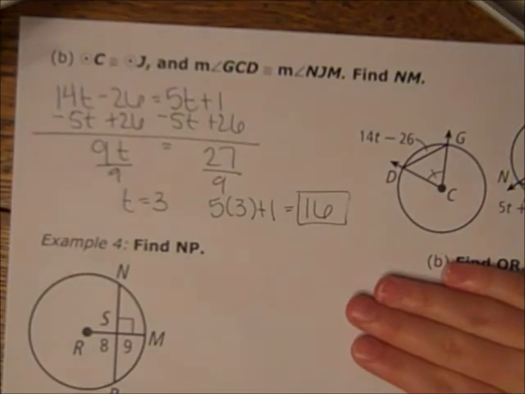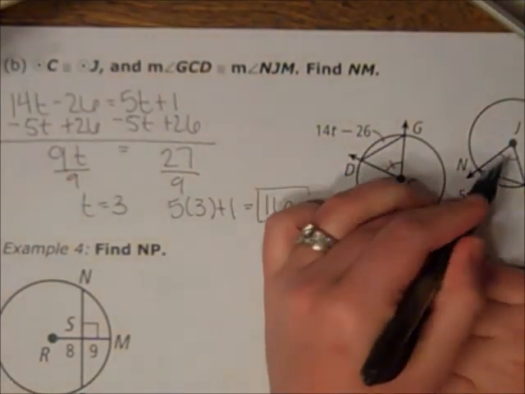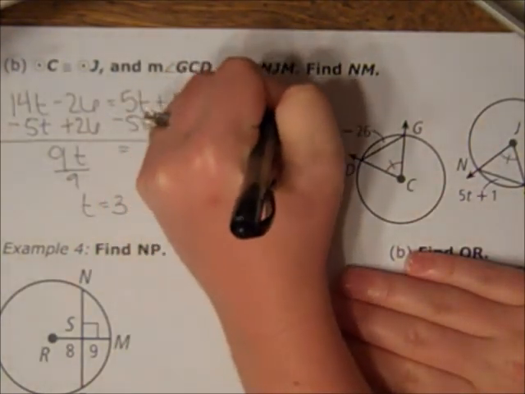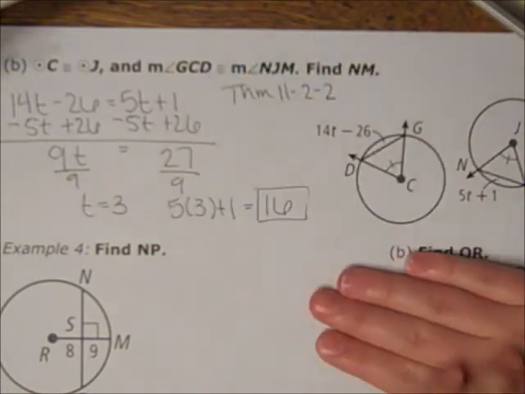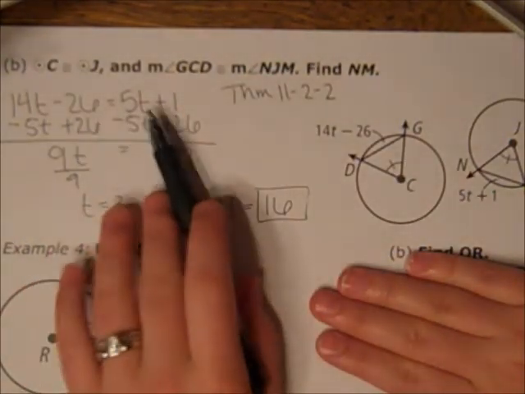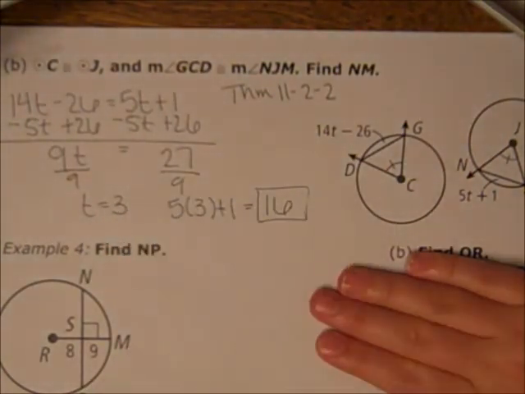Okay, this is going to be the same thing. They told us that two central angles are congruent, so I know that their chords will be congruent. So this is also theorem 11.2.2. So then I just set those chords congruent to each other. 14t minus 26 equals 5t plus 1. t is equal to 3, so when I go and plug that back in, it's equal to 16.